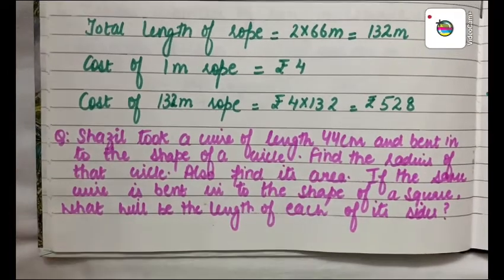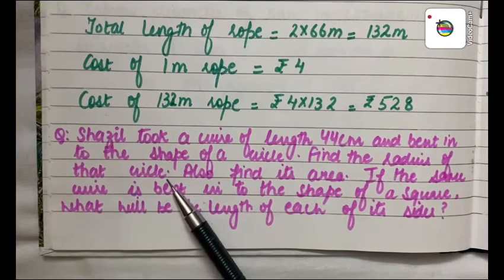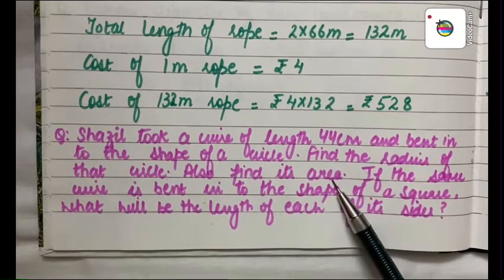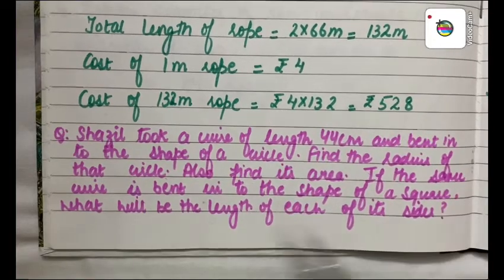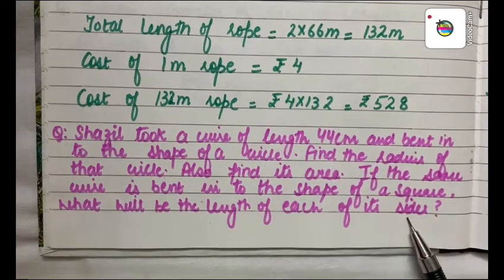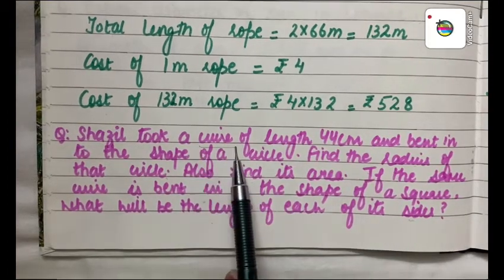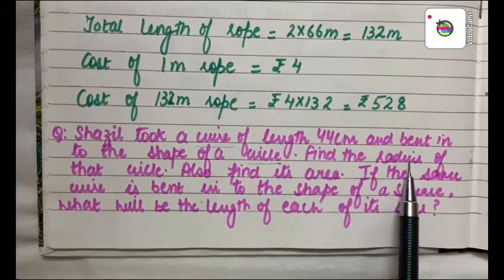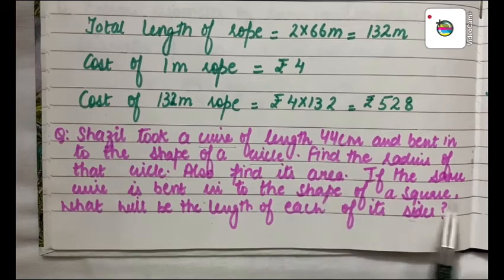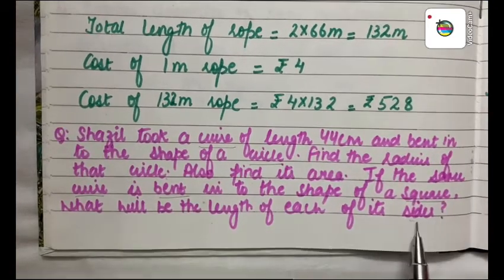Now our next question is: Shazil took a wire of length 44 centimeter and bent it into the shape of a circle. Find the radius of that circle. Also find its area. If the same wire is bent into the shape of a square, what will be the length of each of its sides? That means there are 2 situations. Number 1, first of all, the wire is bent into the shape of a circle. We have to find the radius and area of that circle. Secondly, that wire is bent into the shape of a square and we have to find the side of that square.